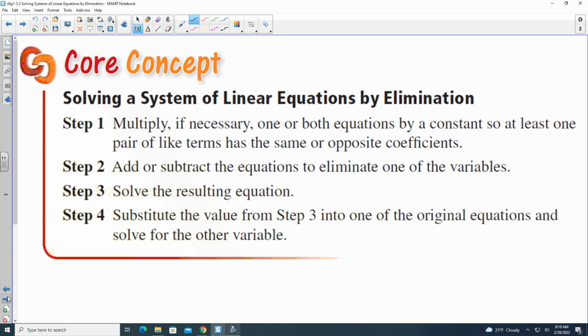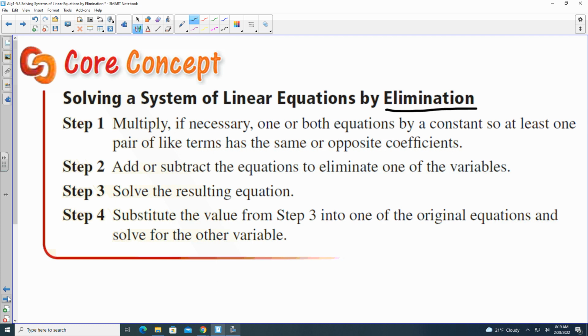Here are the steps on what they want you to do in order to solve it by elimination. Just like with substitution, we were substituting a value in for x and y. In order to solve here, we are simply going to eliminate one of the variables in order to solve for the other. So in the first step here, it says you are going to multiply, if necessary, one or both equations by a constant, so by a number, so at least one pair of like terms has the same or opposite coefficients.